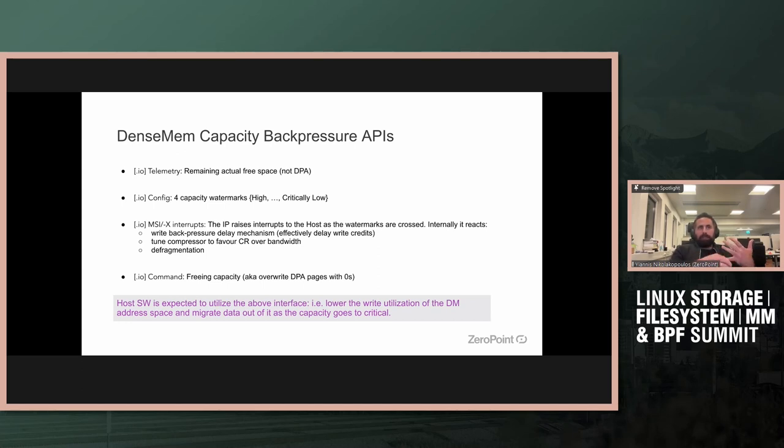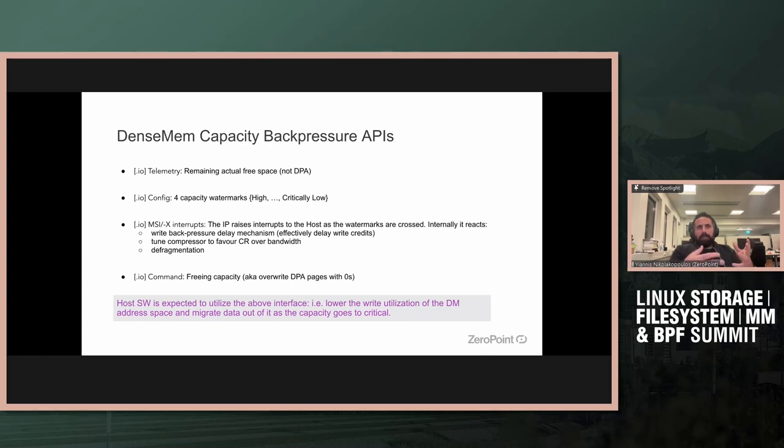First, there's telemetry for the remaining actual free space, not the DPA, but the actual remaining media. Then we have 4 watermarks that can be configured from high, medium, low to critically low. And the idea is that as the remaining capacity goes through these watermarks, there is an interrupt, an MSIX interrupt raised to the host, so that the host can take evasive or mitigative actions depending on which watermark is crossed.